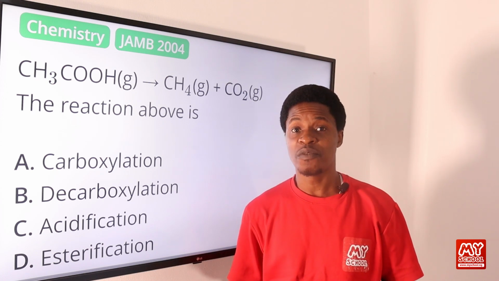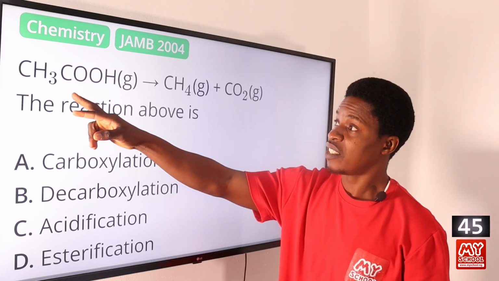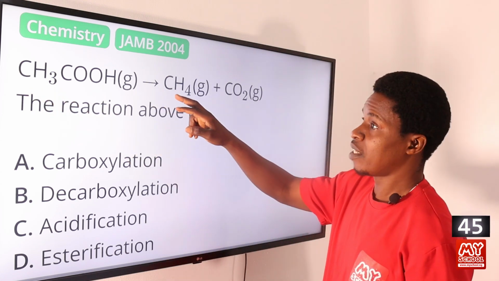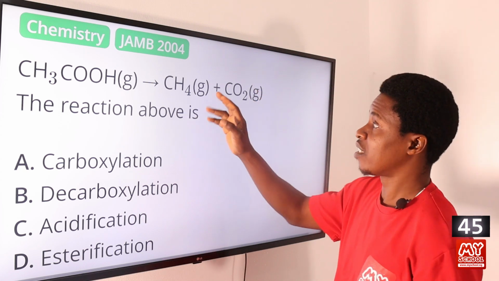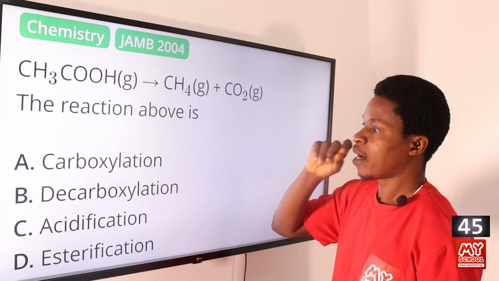Now let's move on to question number 45. We have CH3COOH. This is ethanoic acid, giving us CH4 and then we have CO2 here. All the gases form. This is methane and CO2. So the reaction above is what?